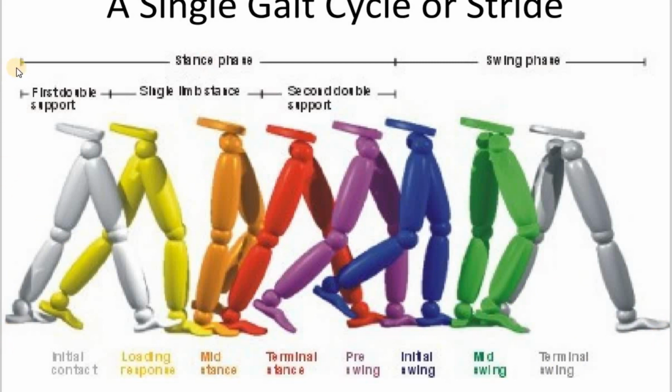So this is, from initial contact until the pre-swing phase, called the stance phase. And the initial swing, mid swing and terminal swing phases are called the swing phase of the gait. Okay, then you can also see this. Then we'll move to the next.